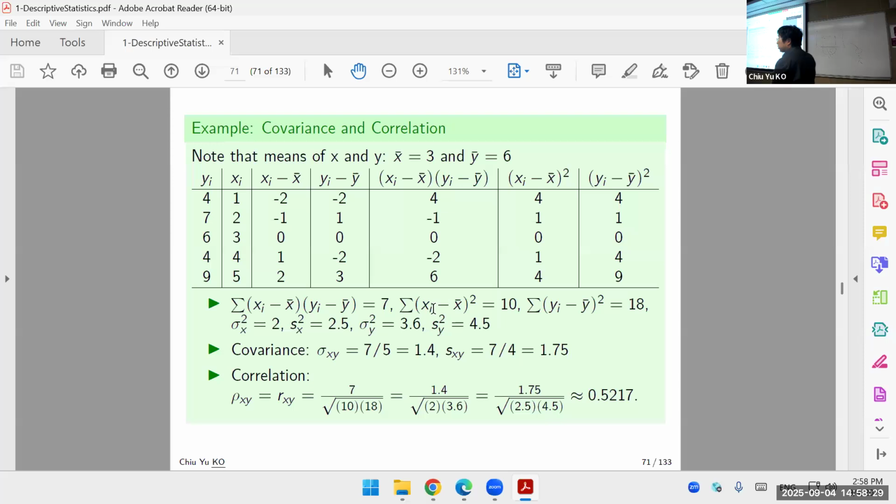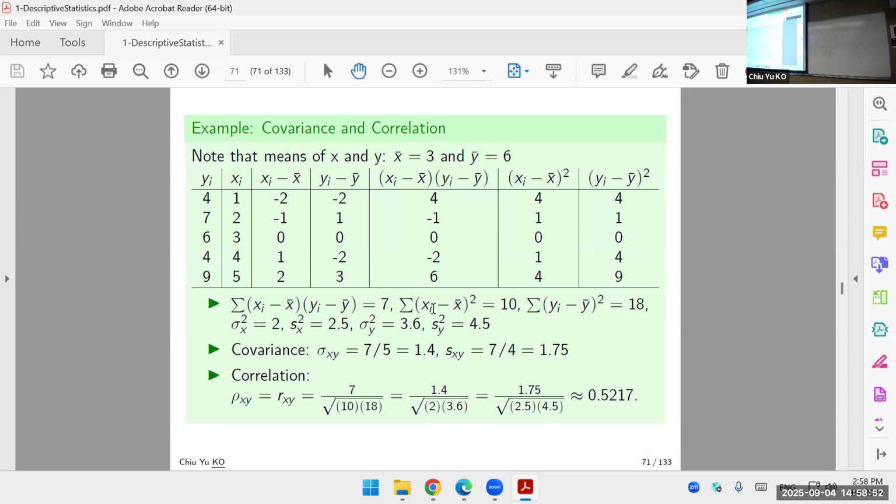So this is the last example we're looking at. After that, we talk about Excel. Very happily. So now look at the data. We have X: 1, 2, 3, 4, 5. Associated Y is 4, 7, 6, 4, 9. Then you calculate the mean of X, which is 3. The mean of Y is 6, right?